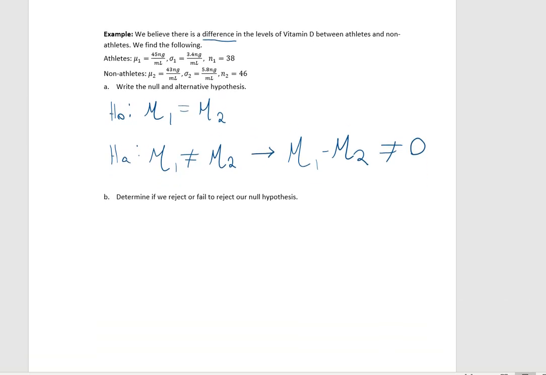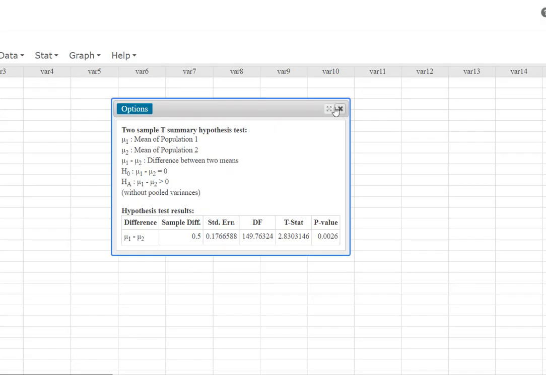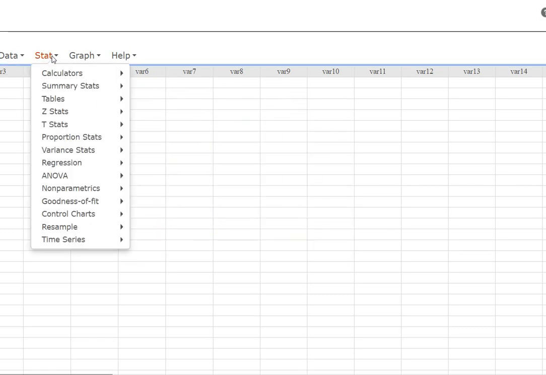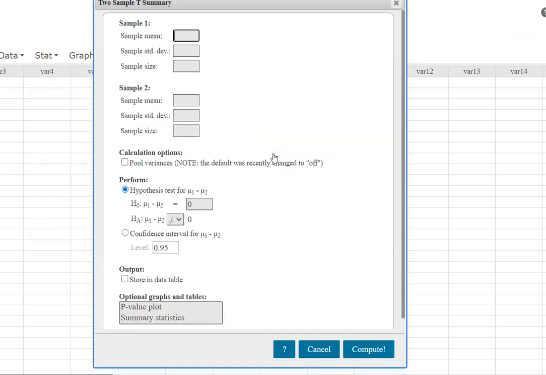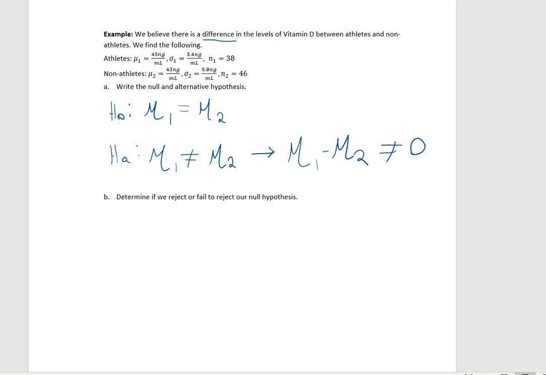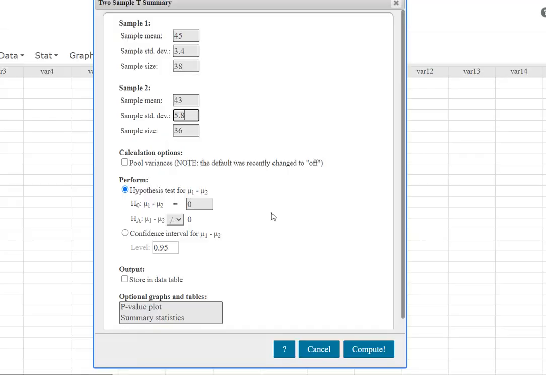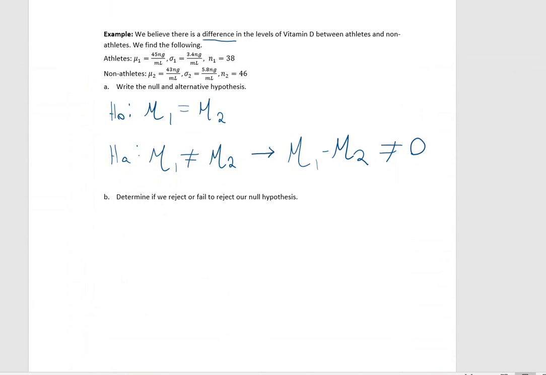All right, we're going to plug this into StatCrunch and see if we reject or fail to reject our null hypothesis. So one more time, you're going to go Stat, T Statistics. We're looking at two samples with a summary. Our sample 1, or mu1, is 45, 3.4, and 38. Sample 2 is 43, 5.8, and 46. Sorry, 5.8. Now, we think that mu1 minus mu2 is going to equal 0, and mu1 minus mu2 is not going to equal 0. That's what we wrote right here. All right, and we're ready to hit compute.